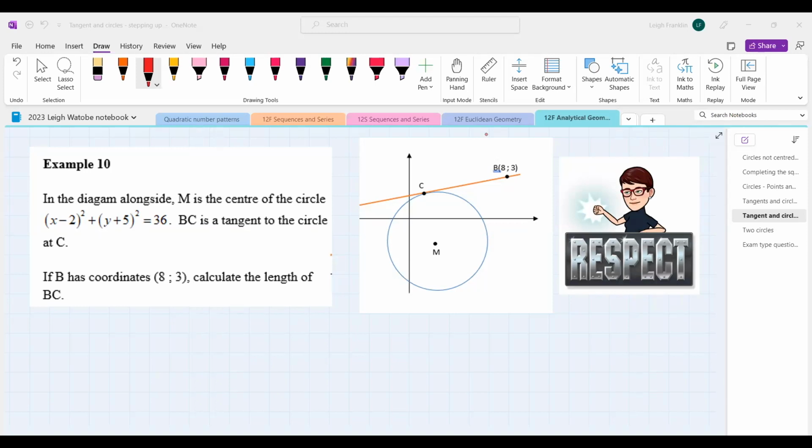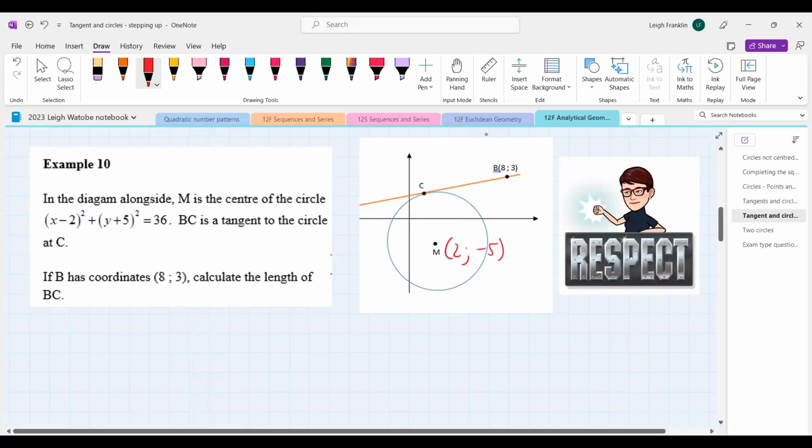So let's just consider the information that we've been given. We know the coordinates at M, right? They are 2 and -5. The other piece of information that we've got is r squared. Remember, this is in center radius form. So if r squared is 36, it means the length of the radius is 6.